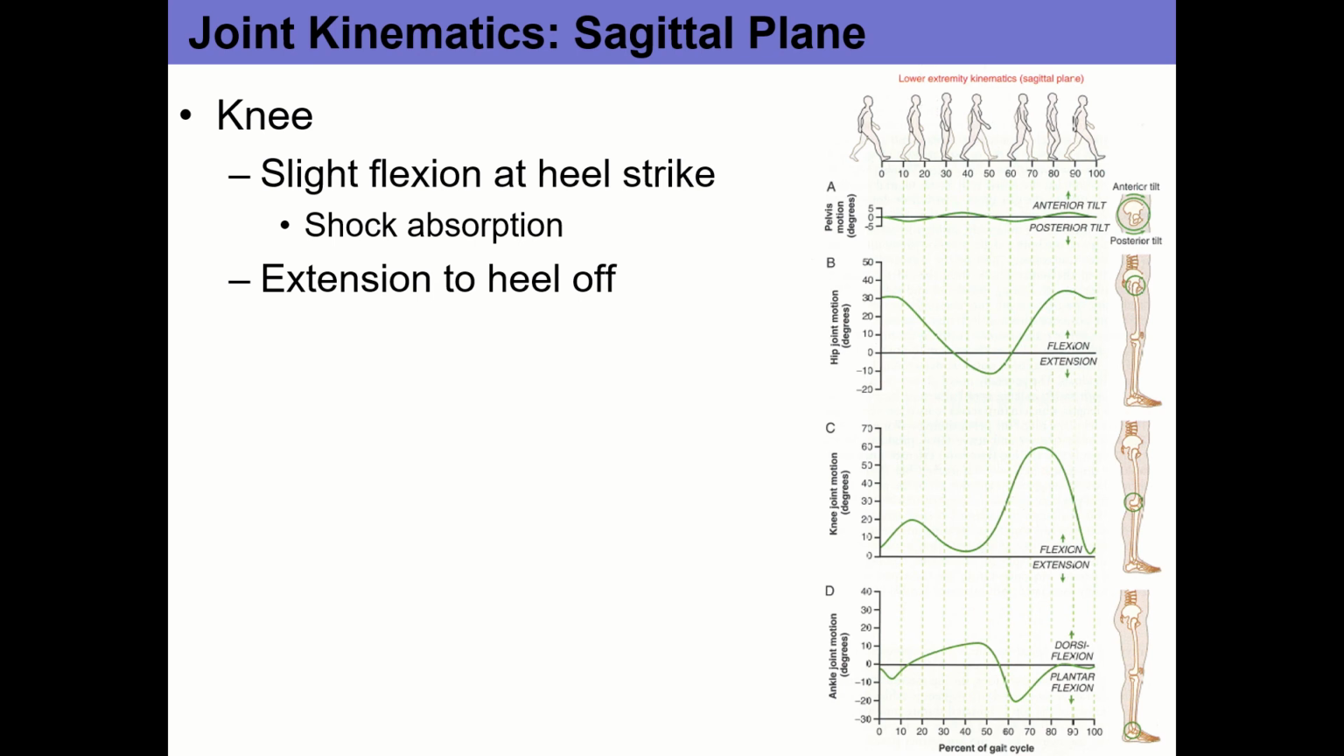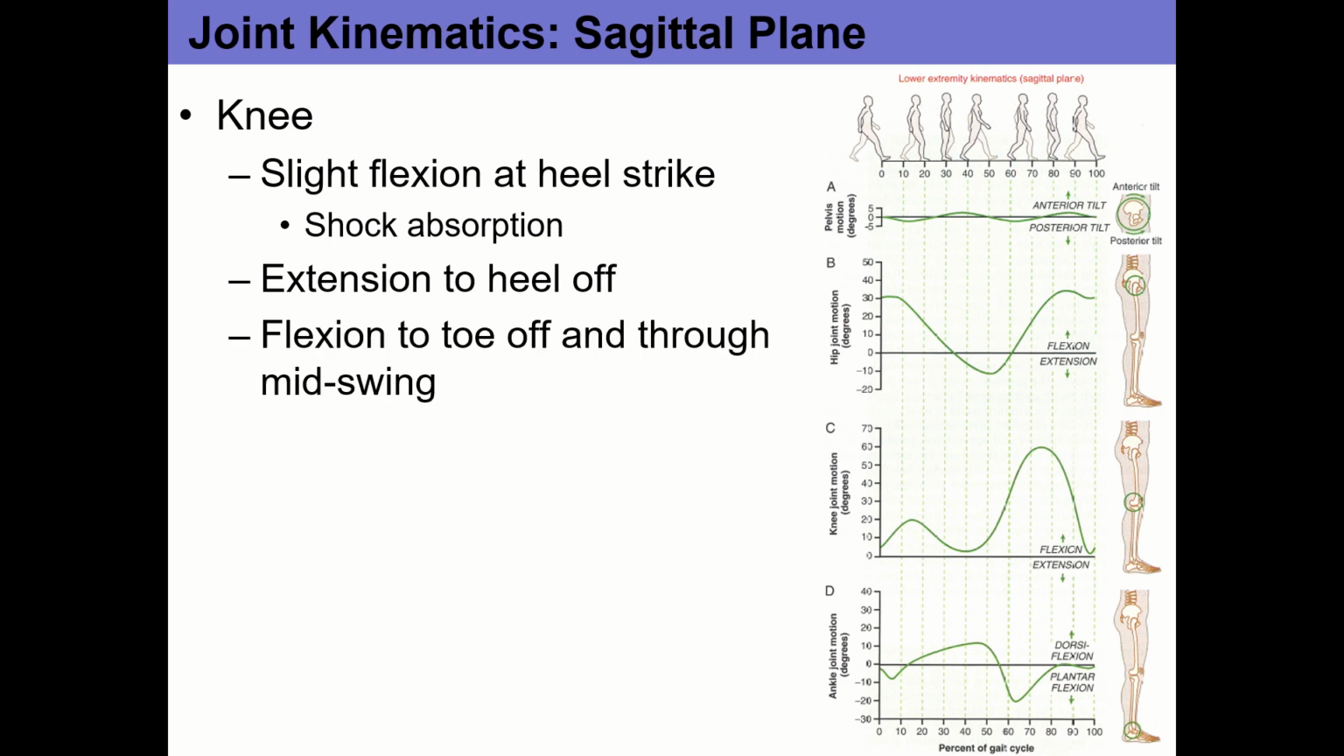So you move from that, give or take 15 degrees of flexion, to flat foot, to now we're extending the knee through mid stance, and then we really fully extend it at heel off, and then we actually start to flex it a little bit at heel off. And then you get flexion to toe off and through mid swing.